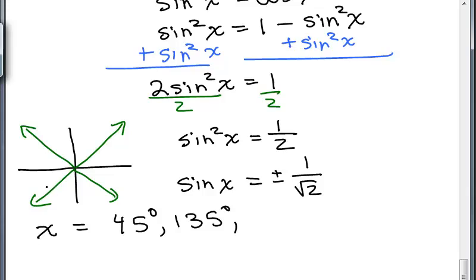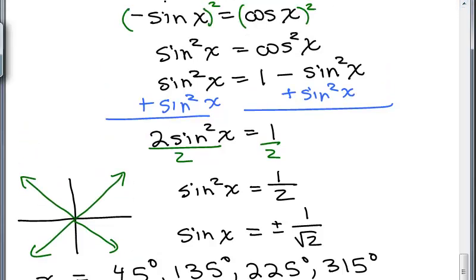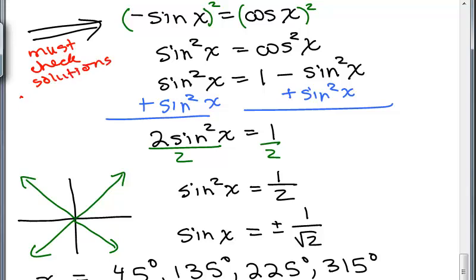See, this one was 225 degrees and 315 degrees. But there's something really important to pay attention to here. Anytime you square both sides, you must check solutions. You should always check your solutions, but you need to check them for extraneous roots.